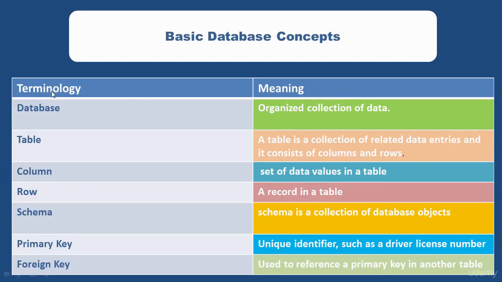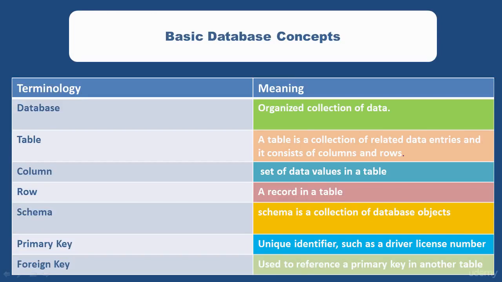The columns are vertical. For example, this word terminology can be referred to as a column, and this word meaning can be referred to as a column. The rows go horizontally. So basically this is how a table is structured in a database: you've got the columns going vertically and the rows going horizontally. Each row in a database table is referred to as a record.